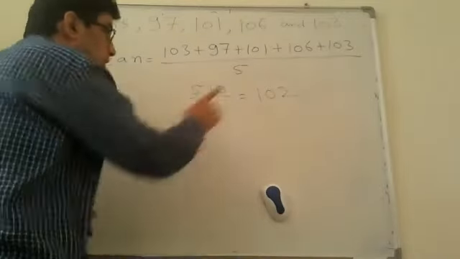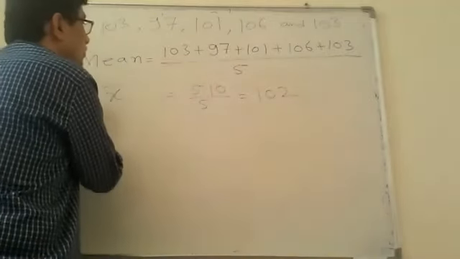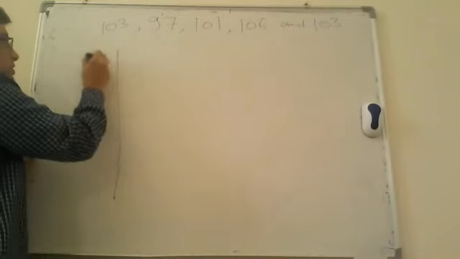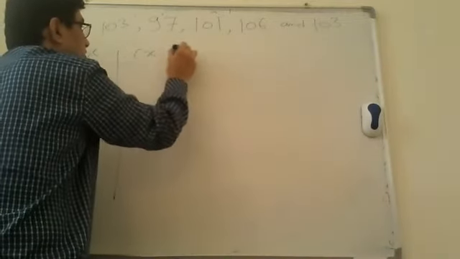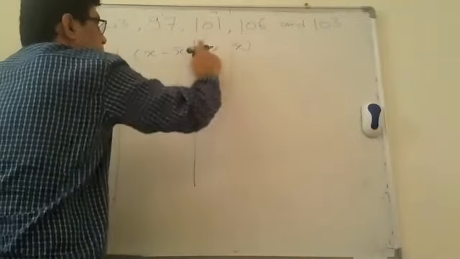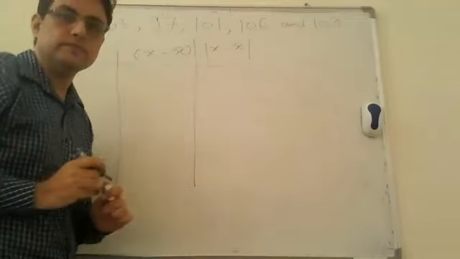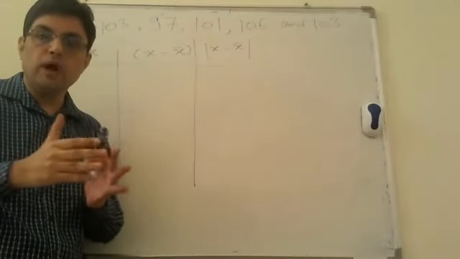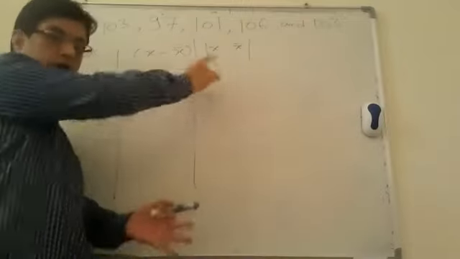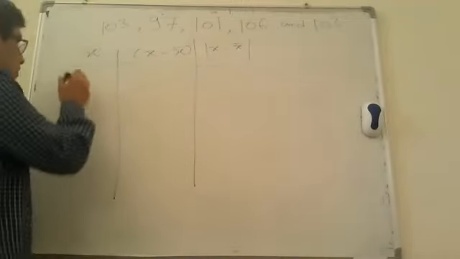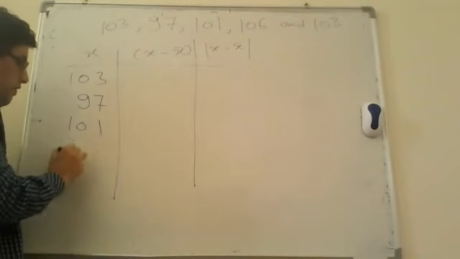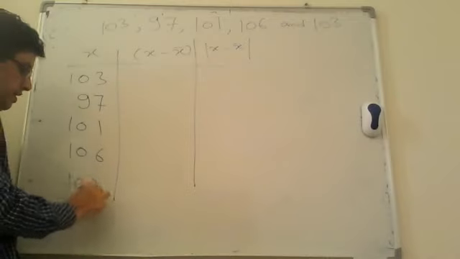Okay, now how do we find the mean deviation? We need to make a table: x, x minus mean, and the absolute value of x minus mean. How far from the mean means we have to check the distance from that particular point. The distance will not be negative, so you have to choose the absolute value. The values are 103, 97, 101, 106, 103.